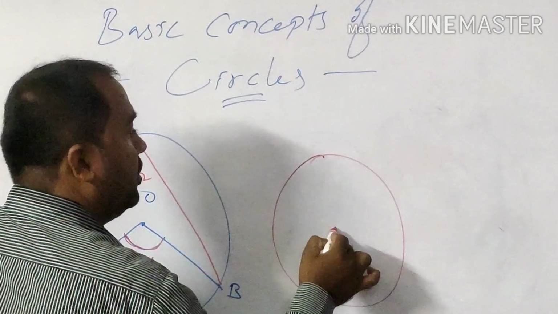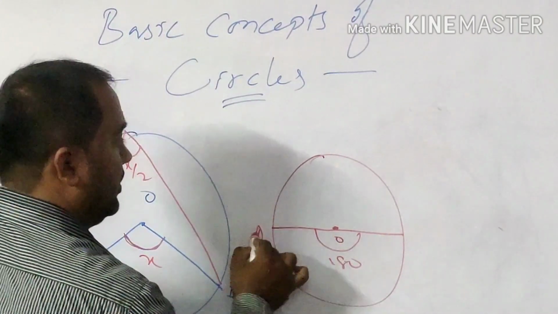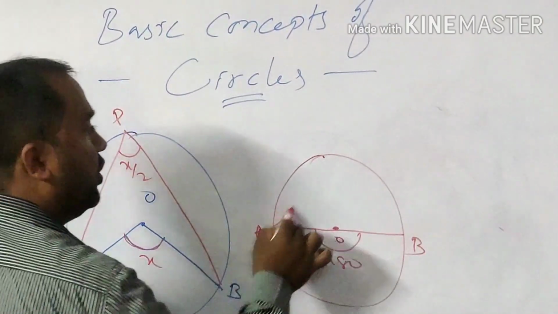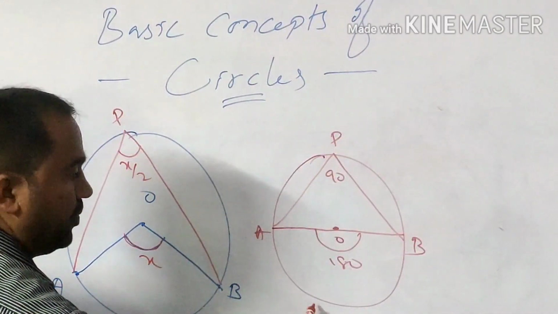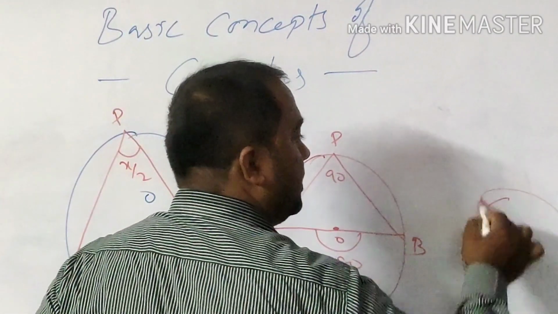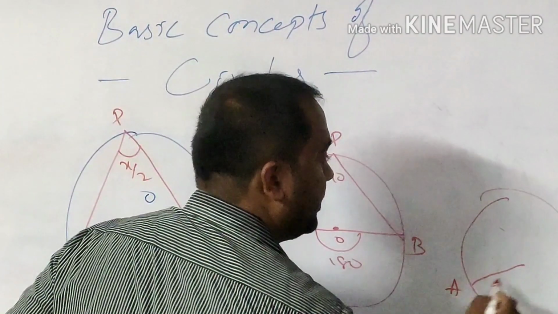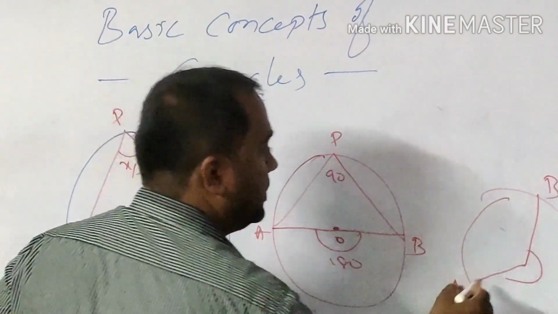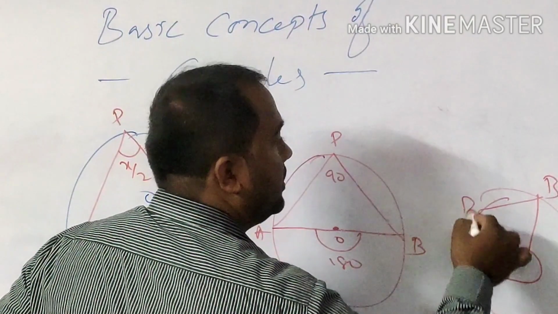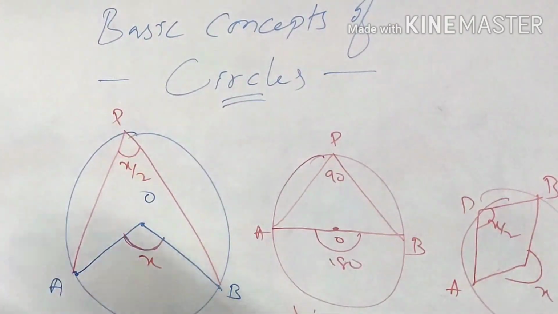In case 2 it is exactly 180 degree. Then of course it will be 90 here. It is case 2. And then we have case 3 in which angle is more than 180 degree, reflex angle. Then of course some angle will be framed here which will be less than half of reflex angle.